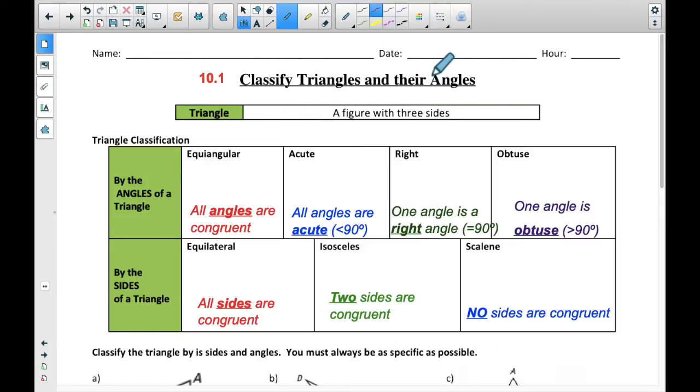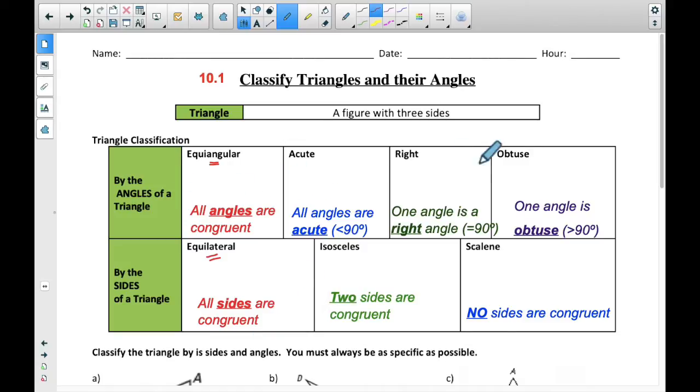We are going to be classifying triangles and their angles. That just means saying what kind they are. So the word equiangular means that all angles are congruent. You can see that root word of angle is in there. Equiangular is all angles are congruent, whereas equilateral means that all sides are congruent. So equiangular is angles, equilateral is sides.